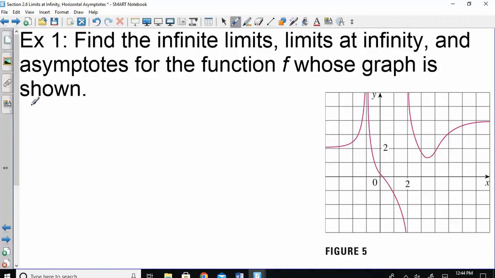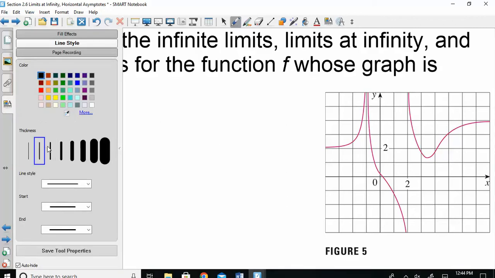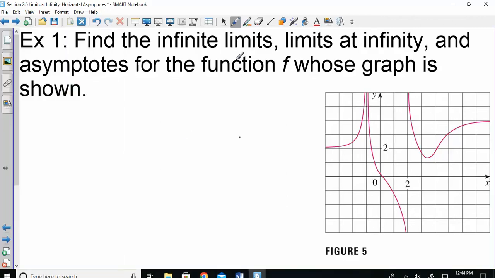So first, I just want to practice looking at a graph and seeing if we can identify some of these things. First, I want the infinite limits. Those are limits where you get positive or negative infinity for your answer. Are there any of those here? Yes. Those happen at vertical asymptotes. So we would have a vertical asymptote here and here.